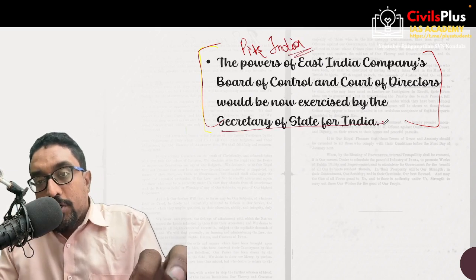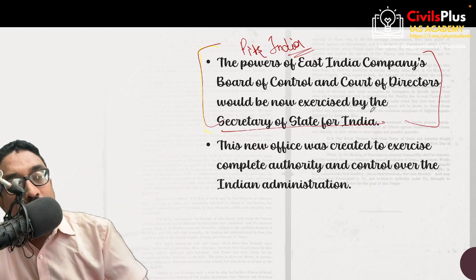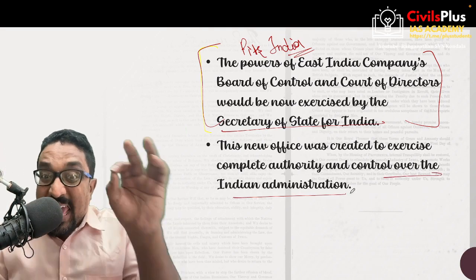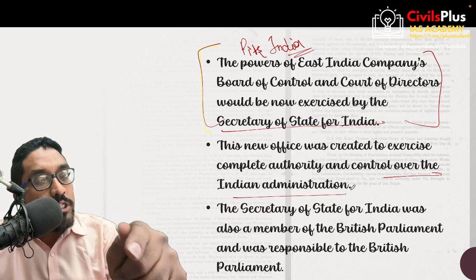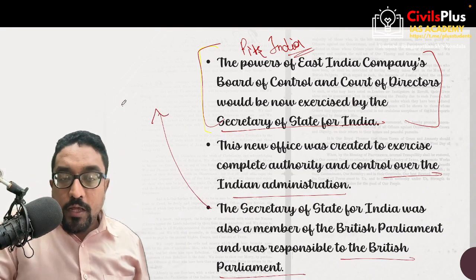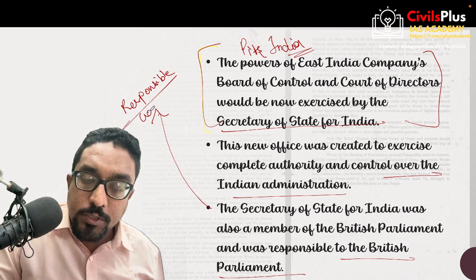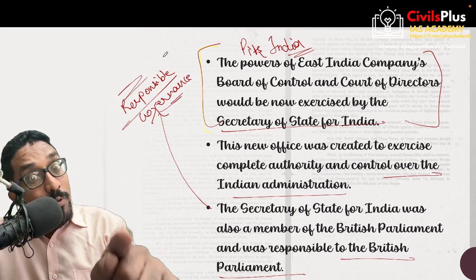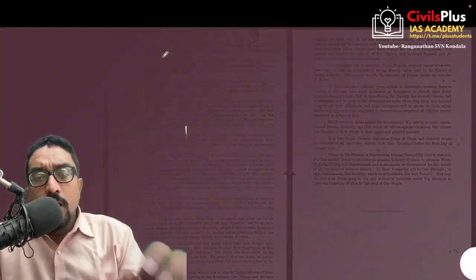Instead, a separate office was created called the Secretary of State for India. This Secretary of State for India was to exercise complete and total authority over the control of Indian administration, every aspect of India. He was also a member of the British Parliament and was responsible to the British Parliament. So, for the first time, some sort of responsible governance was introduced in India. This was not responsible to the people of India, but at least to the people of Britain, at least to the Parliament of Britain.